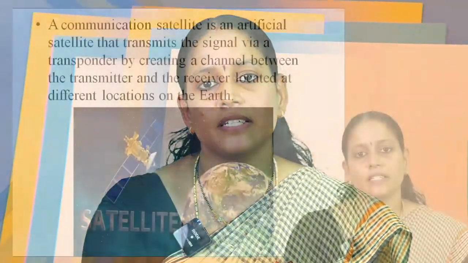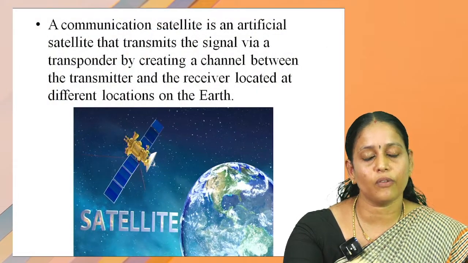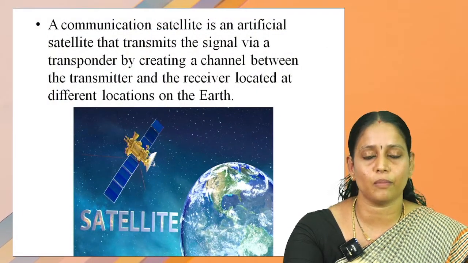Today's topic is satellite remote sensing. We know remote sensing is an emerging technology that's used in the environmental science field for solving various real life problems like water pollution, air pollution, soil pollution, solid waste pollution, etc. So, we can have a look at what a communication satellite is.